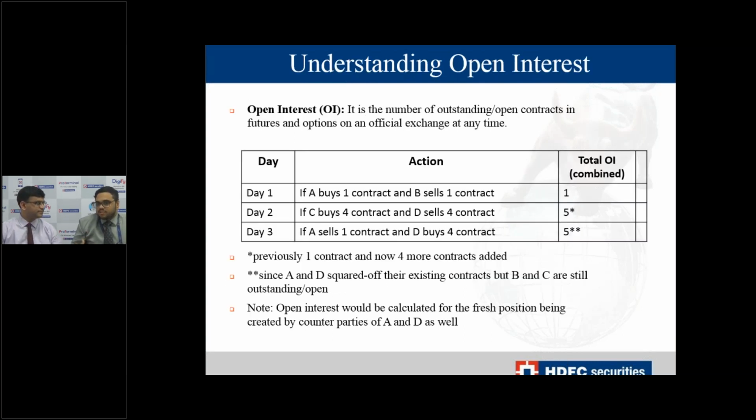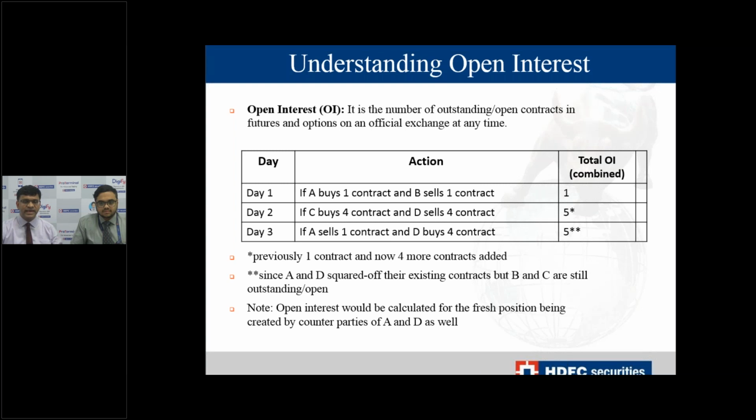So Subash, let us explain what open interest is. Yeah, open interest is basically the number of outstanding contracts in the futures and options market. As this table shows, on day one, if A buys one contract and B sells one contract, the total OI is now standing at 1. On day two, C buys 4 contracts and D sells 4 contracts. New participants have entered and built fresh positions, so the open interest increases from 1 to 5.